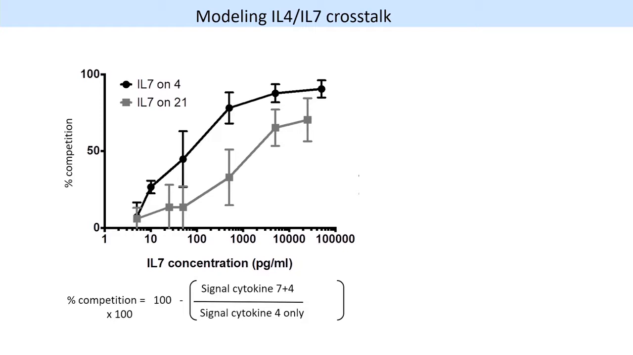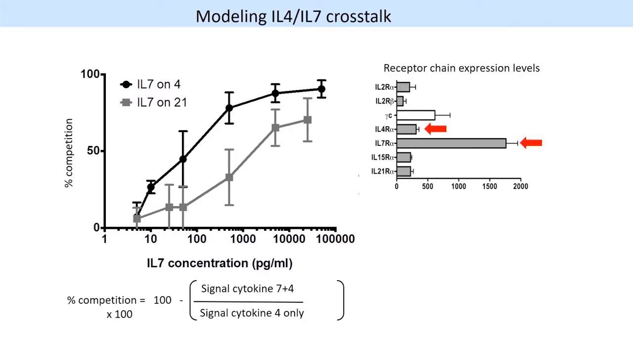As you increase the concentration of IL-7, the suppression of the IL-4 pathway and also, similarly, the IL-21 pathway was increasing. Now, if you look at the expression levels of the private receptor chains, one explanation that might immediately jump to your mind is that, well, if you ligate the IL-7 receptor chain, it just takes away all the common gamma chains and there will be nothing left for the IL-4 chain.